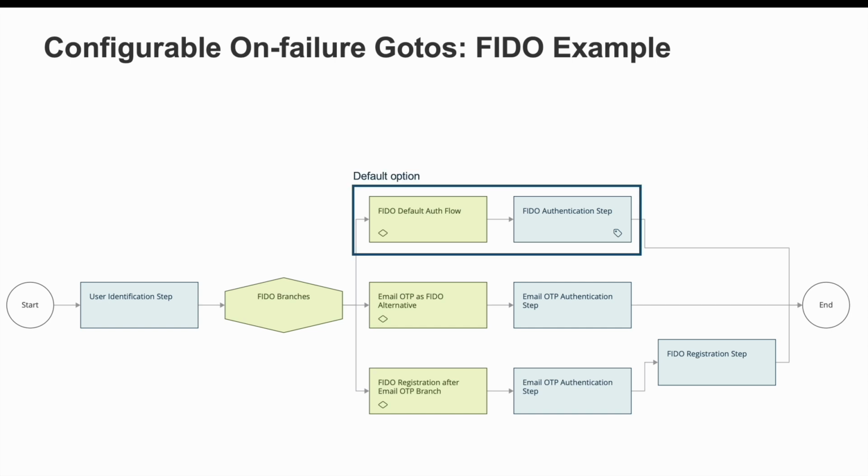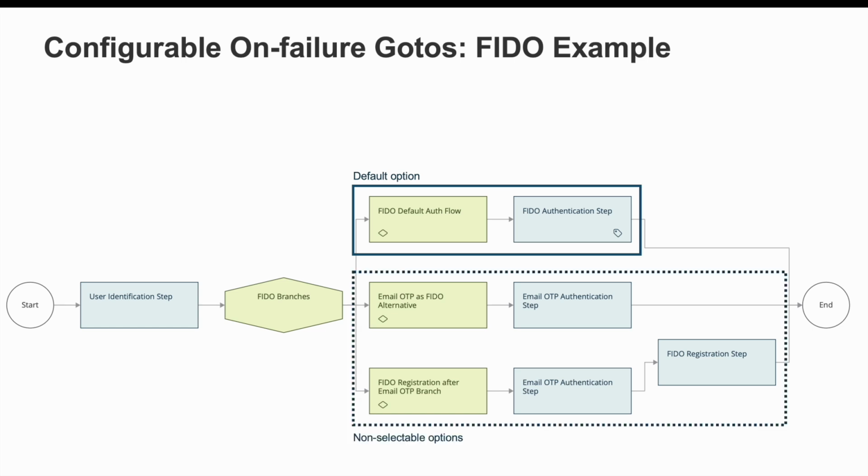So the top one is the default option. This is automatically chosen. It's the only one that can be chosen. So the user doesn't have a choice which way to go. It will always be the top one by definition of the configuration. Then the other 2 flows are not selectable by the user, but they are here so that we can use them as go-to targets.